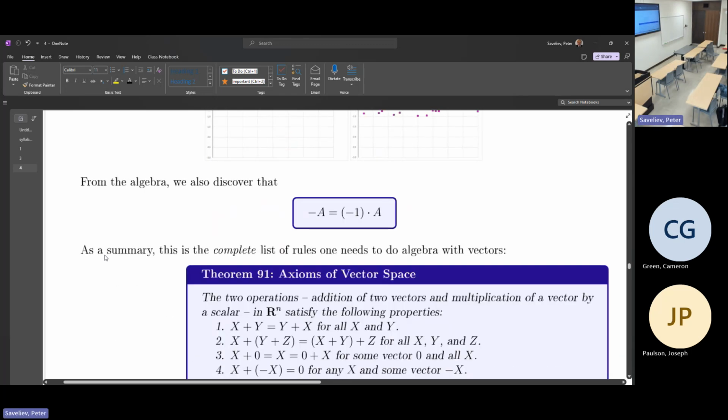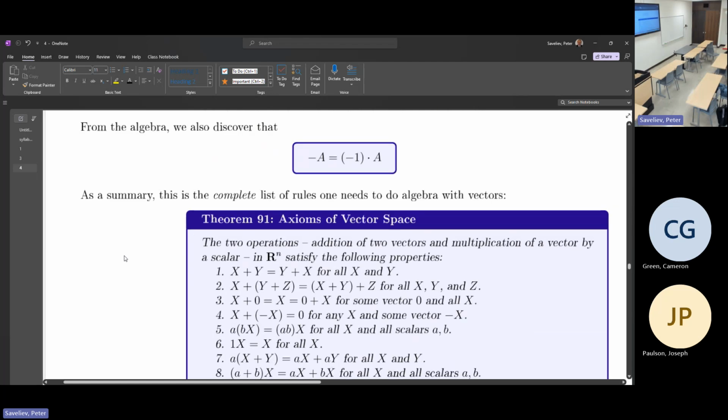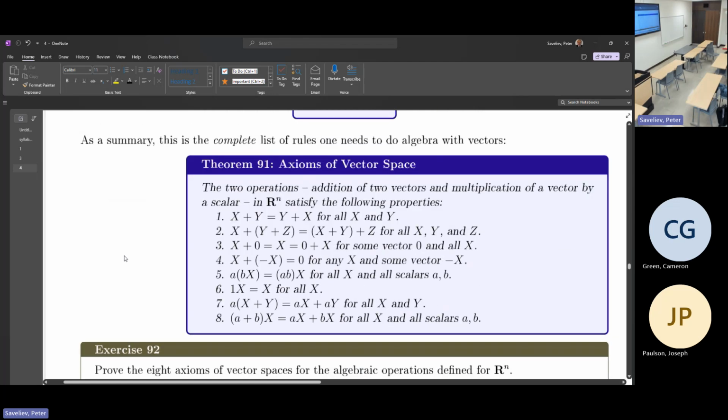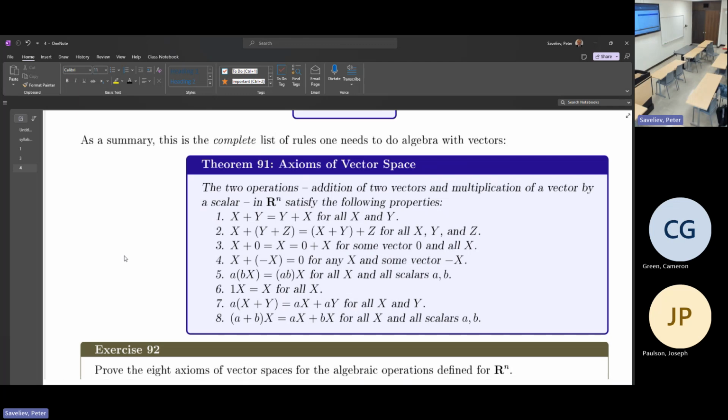That's what it is. Now it looks long. I have to admit, these are what we call the axioms of a vector space. And there are a total of 8 of them, as you can see. So we have talked about all of them.